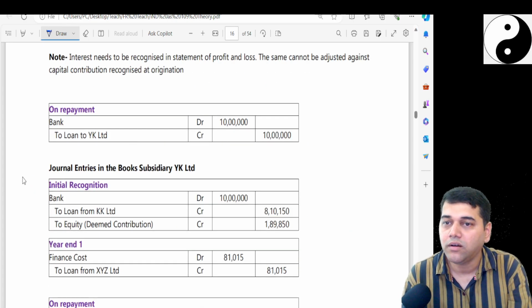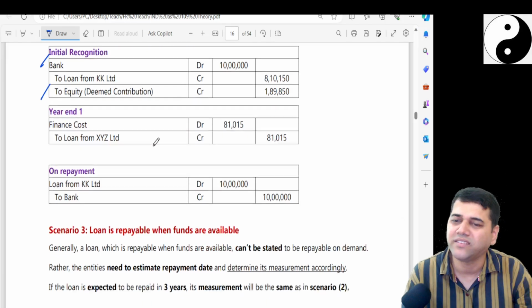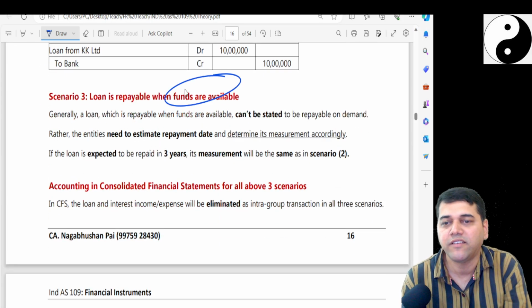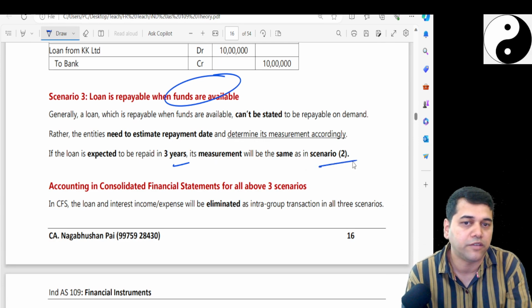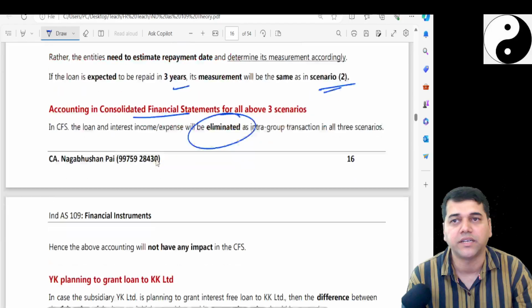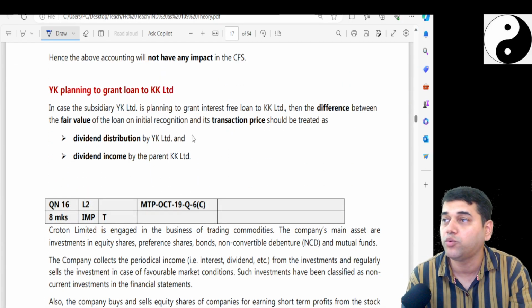So on repayment, bank so and so, the same entry is repeated in the subsidiary. If the loan is repayable when the funds are available, you will decide what to do. If they are payable, then scenario 2. What about the consolidation? It should be eliminated. No effect. Now, what if the YK is planning to give a loan to KK?